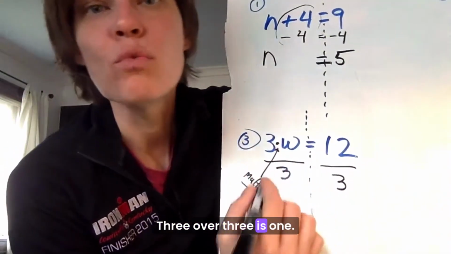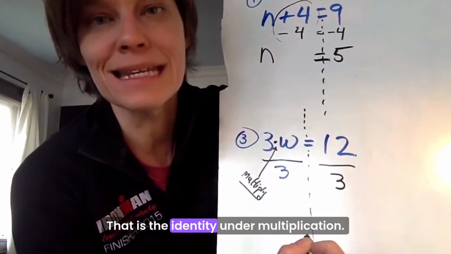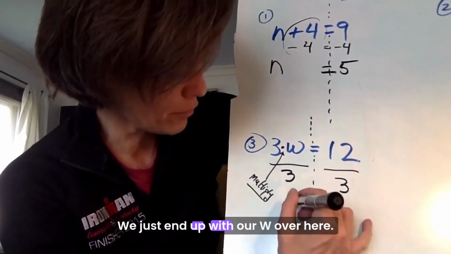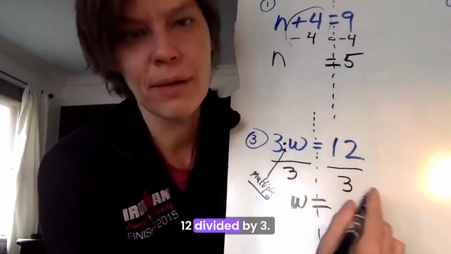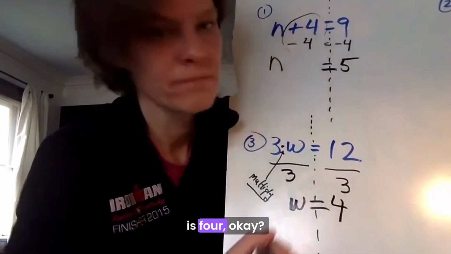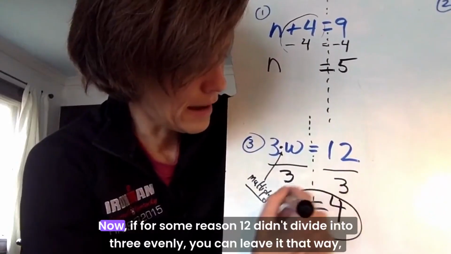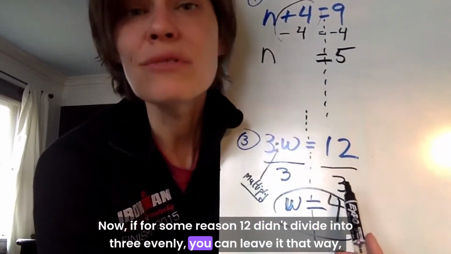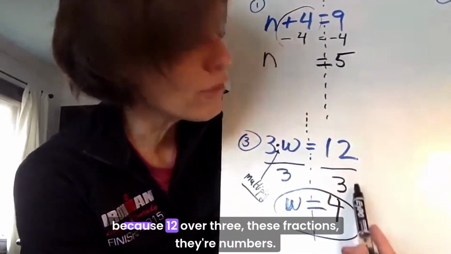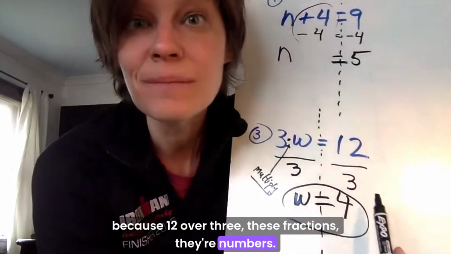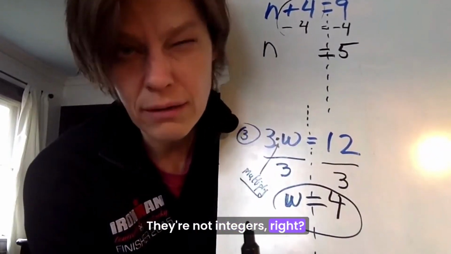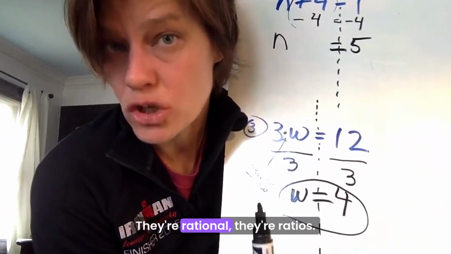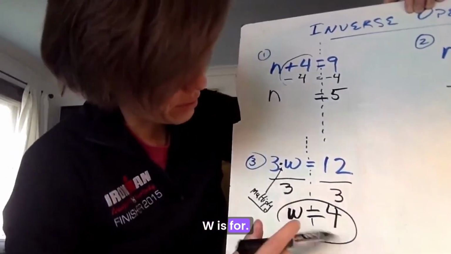3 over 3 is 1. That is the identity under multiplication. We don't usually write it. We just end up with our W over here. 12 divided by 3 is 4. Okay? Now, if for some reason 12 didn't divide into 3 evenly, you can leave it that way because 12 over 3, these fractions, they're numbers. They're not integers, right? What number set do they belong to? You remember? They're rational. They're ratios. W is 4. I wrote that poorly.